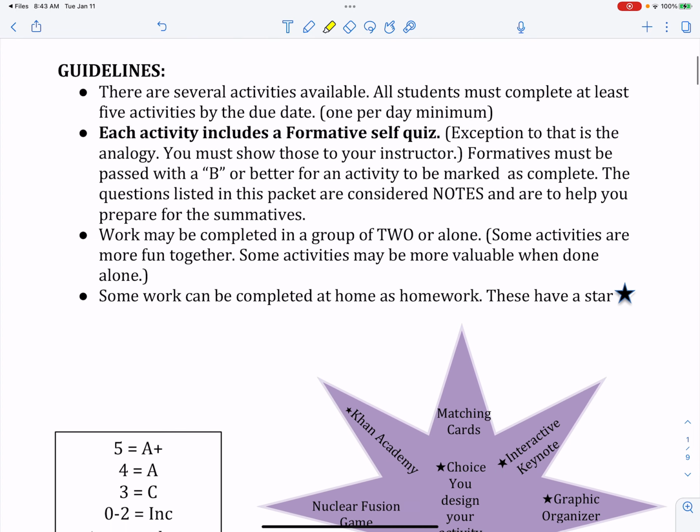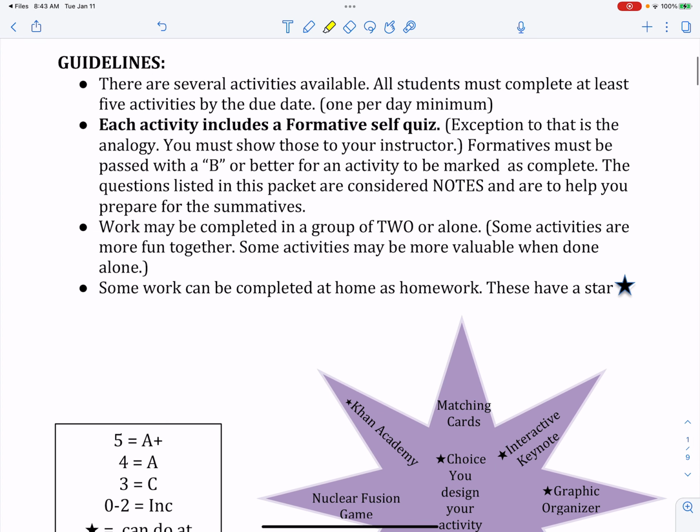So you're going to have lots of activities available. You'll be graded based off of your formative self quizzes. Those have to pass with a B or better in order to mark that activity as complete. So in this packet, you'll find lots of questions. Those are going to be considered your notes. And again, open note assessments, so make sure your notes are good.